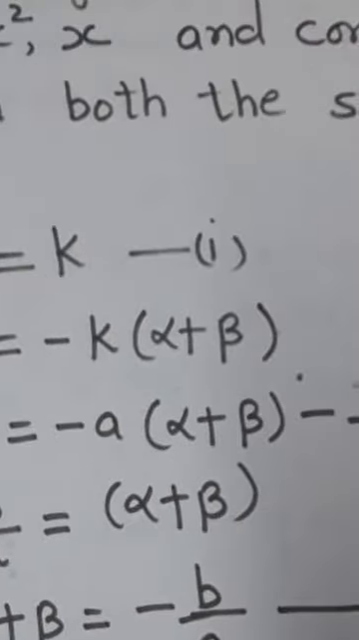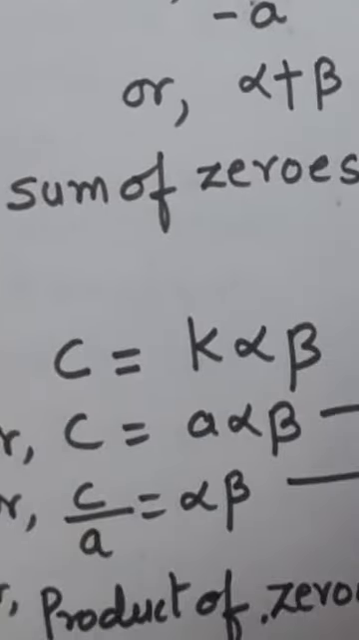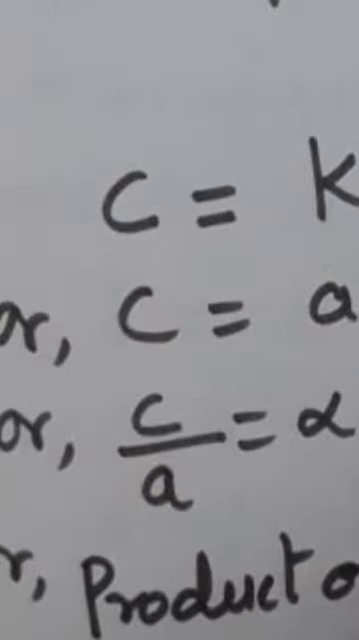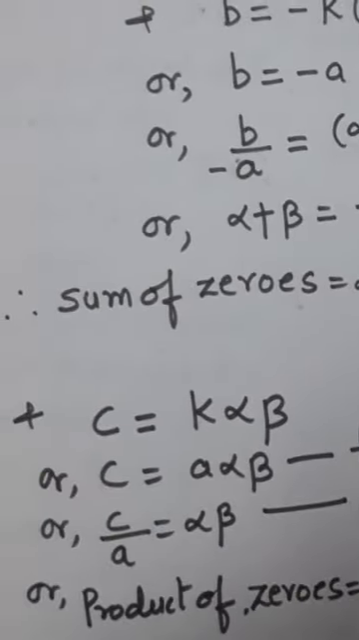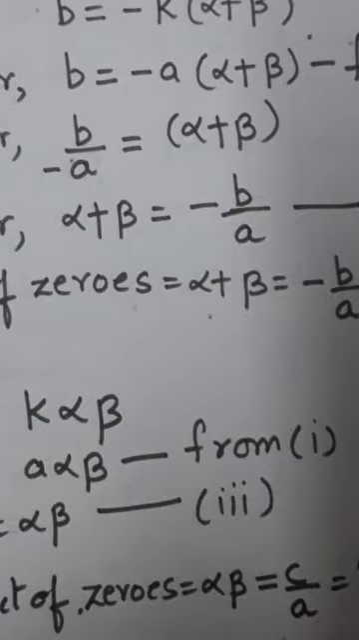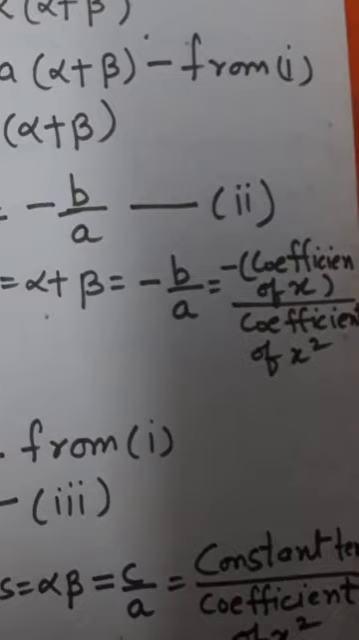Now see, from the first equation, we have got the value of k as a. We have put this value of k here. Then we are getting c is equal to a alpha into beta. Now we are taking this a to the other side, as a is getting multiplied by alpha into beta. So when we take a to the other side, it will divide c and it will be in the denominator. Therefore, c by a is equal to alpha into beta. Or simply we can say that alpha beta, this is the product of zeros. Product of zeros is equal to alpha into beta, and this is equal to c by a, where c is the constant and a is the coefficient of x square.